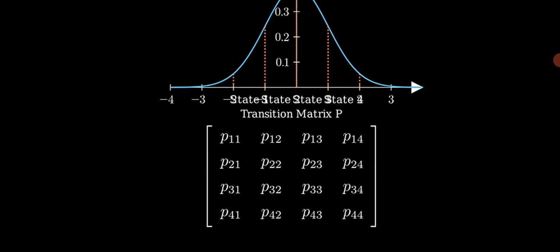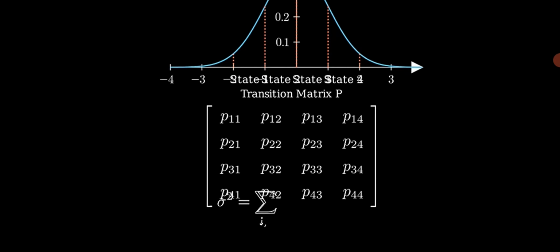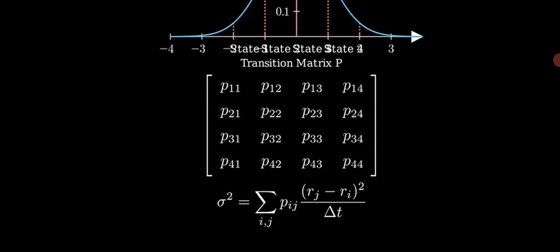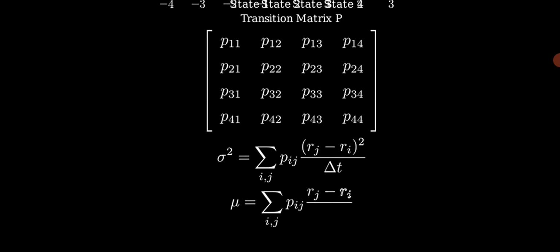Now, let's look at how we estimate volatility. The volatility σ can be estimated from the transition matrix using σ² = Σ p_ij (r_j − r_i)² / Δt, where r_i and r_j are the central values of states i and j. Similarly, we can estimate the drift parameter μ using μ = Σ p_ij (r_j − r_i) / Δt.